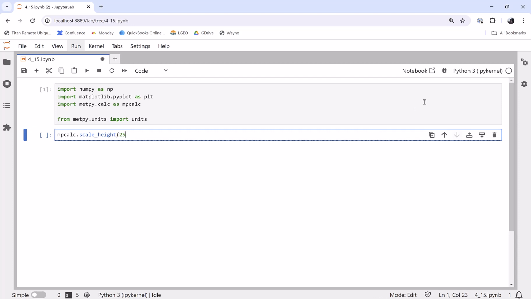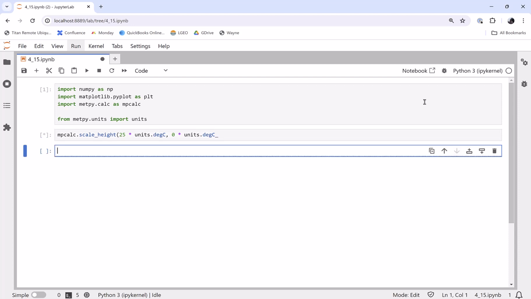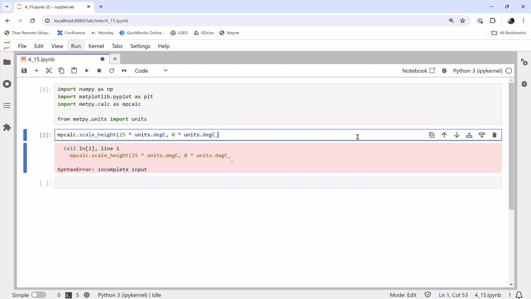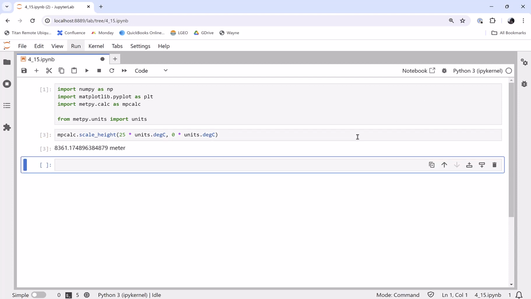Let's say we use standard temperature at the surface, and we don't really know what height we're thinking of temperature at here. So let's start, I'm just going to say 0. And close the parenthesis. And that gives me a scale height of 8.36 kilometers. So is warmer or cooler mean temperature going to make this certain height, this E-folding height in the atmosphere, taller?